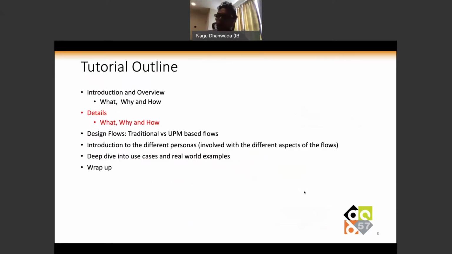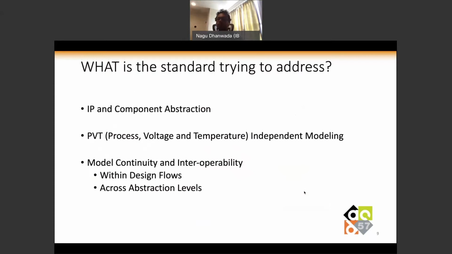Yeah. So now I would like to switch gears a little bit. In the next few slides, I would like to get into the details of the what, why, and how of the standard in order to give a little better sense of what we're talking about, right? So what is the standard trying to address, right?